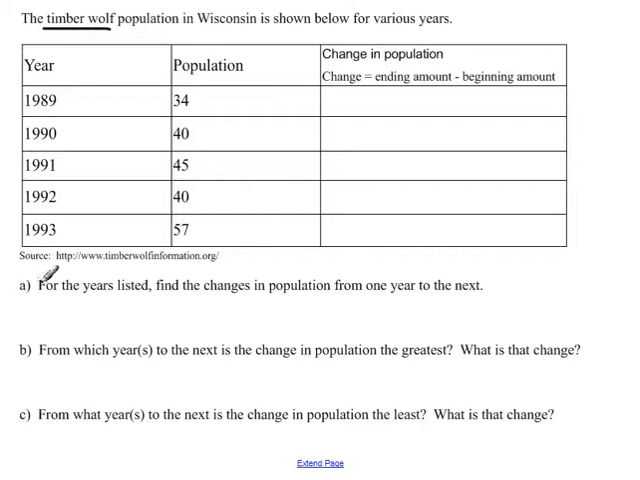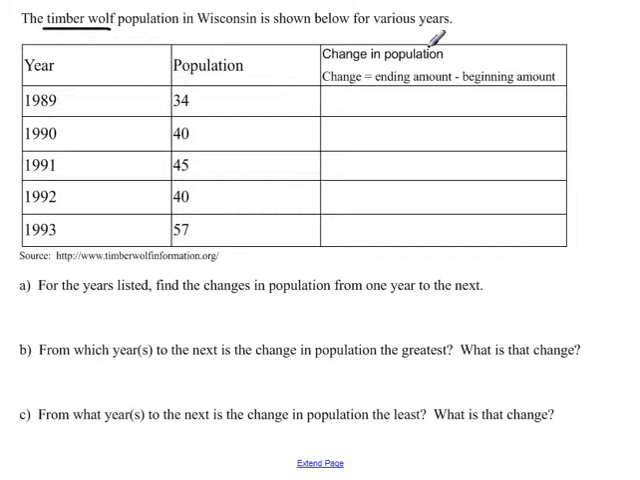So in part A, we're going to be asked for the years listed, find the change in population from one year to the next. In part B, we're being asked to find from which years to the next is the change in population the greatest, what is the change? And then in part C, from what years to the next is the change in population the least, what is the change? So let's start off with part A, where they're asking us to find the changes in population from one year to the next.